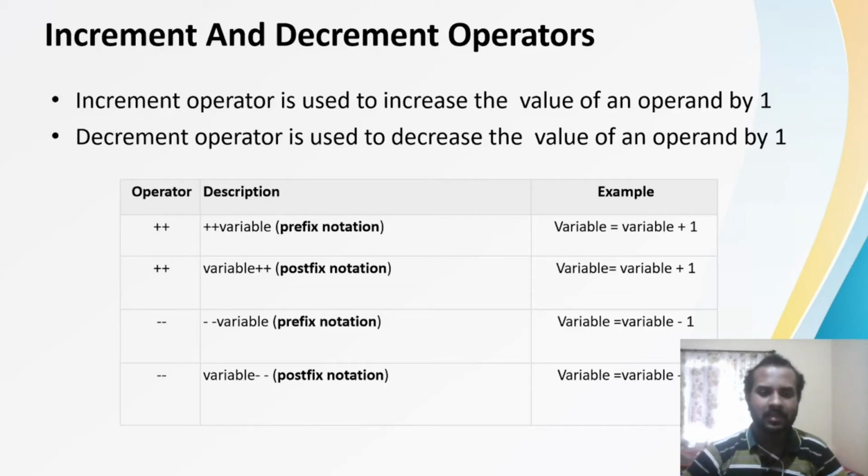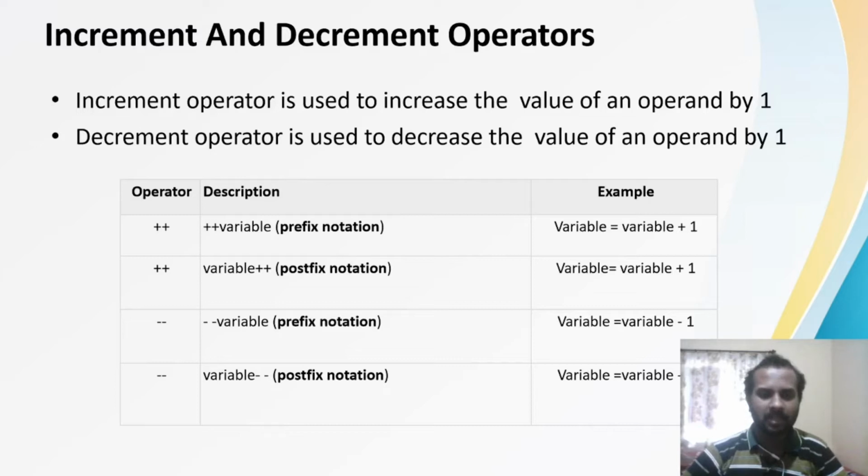In prefix notation, when you have the prefix operator, the general format is the operator followed by the operand, that is ++ or --, then the variable name. That represents prefix. So you have the operator followed by the variable, and in postfix you have the variable followed by the operator.